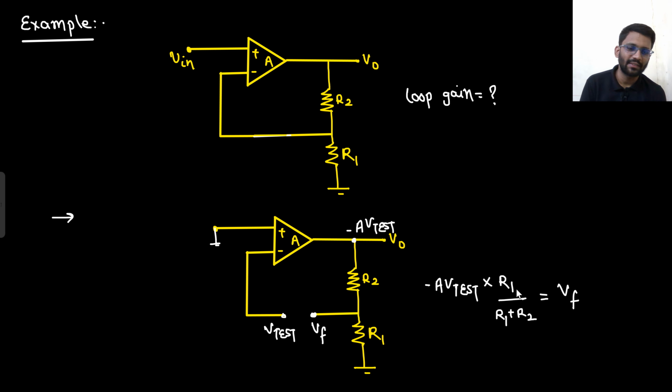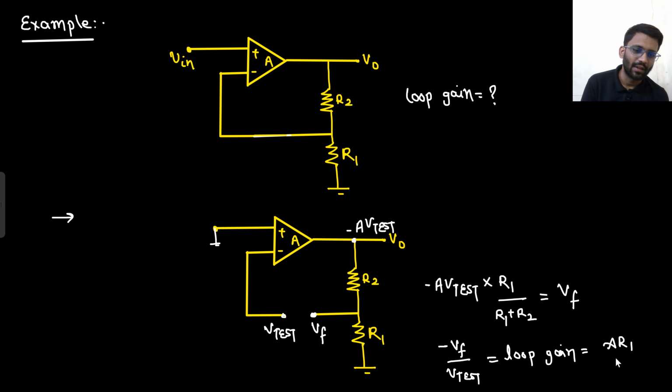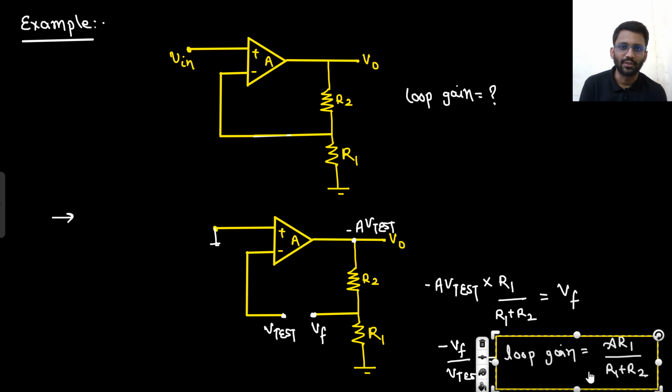So what will be my minus Vf by V test? This minus sign will go here, Vf by V test. So I can write minus Vf by V test, that is equal to loop gain. And that is equal to A into R1 by R1 plus R2. This was a very simple answer. So this is your loop gain.